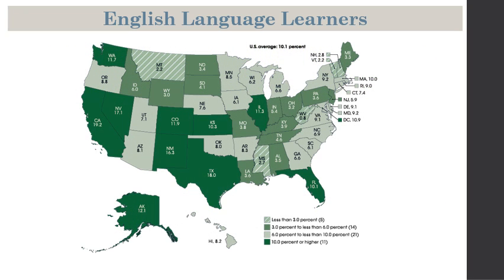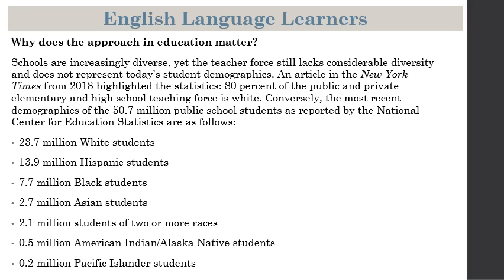This map sort of gives you an idea of where most of the ELL population is here in Ohio. About 3.2% of our full student body is English language learners. But if you look at the states, as I mentioned, that are a little bit more border states, Florida, Texas, New Mexico, California, the populations are considerably higher.